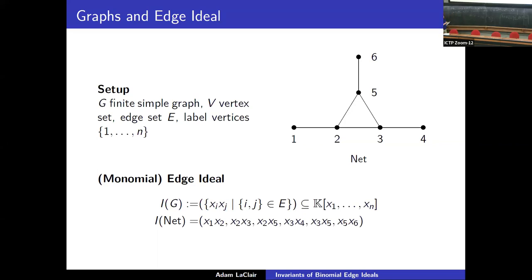So as Professor Mondal was telling us in the last lecture, to any graph, say it's finite simple, where we've labeled the vertices one through n, we can associate a monomial ideal, called the edge ideal. We do that by, whenever there's an edge, looking at the product x1 x2, and so on. And so how might you devise a linear program to compute the F threshold of a monomial ideal?